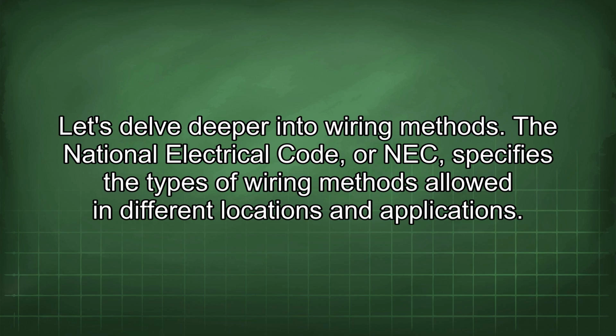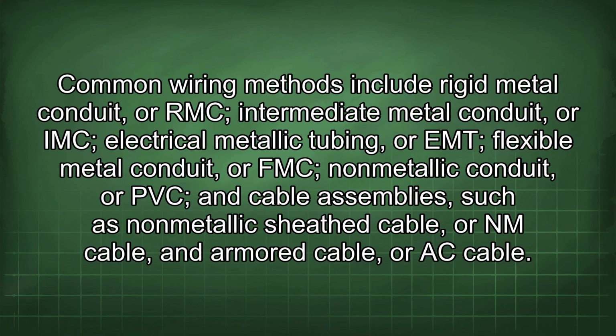The National Electrical Code, or NEC, specifies the types of wiring methods allowed in different locations and applications. Common wiring methods include rigid metal conduit, or RMC, intermediate metal conduit, or IMC, electrical metallic tubing, or EMT, flexible metal conduit, or FMC, non-metallic conduit, or PVC, and cable assemblies such as non-metallic sheathed cable, or NM cable, and armored cable, or AC cable.